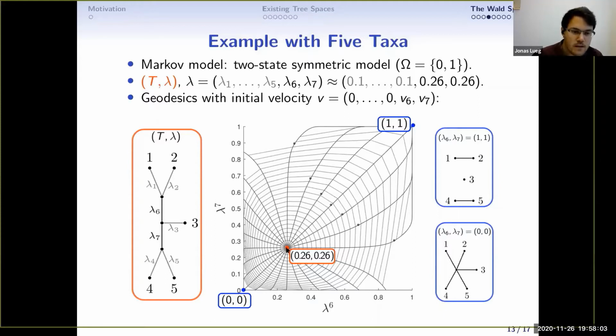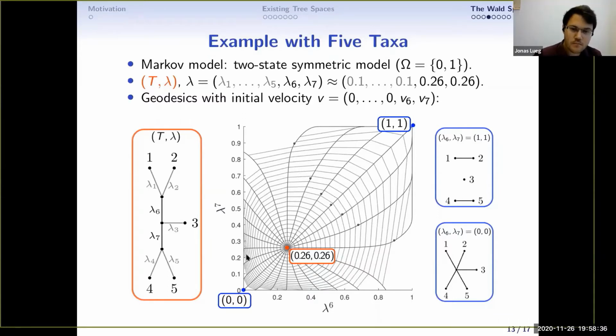Let's first of all explain what this plot actually means. So we have this red dot, and we have geodesics emanating from this red dot into the square. And then we have these contours here, which means that each point on the same circle is equally far away from the red dot. And in this way, we end up with this cobweb.